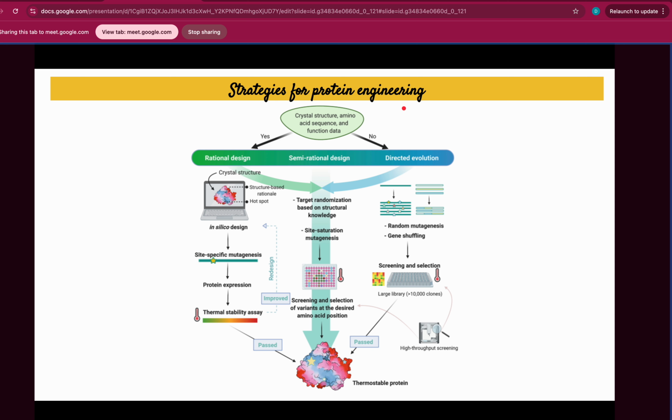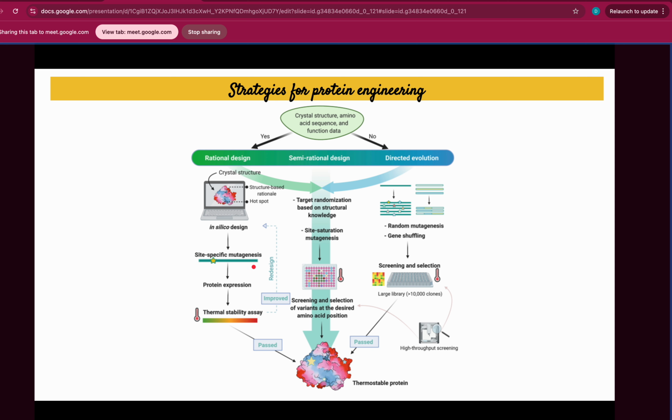So, different strategies for protein design. When we are designing a protein, different things can be done, and different ways we can achieve it. For example, if we have a crystal structure, we know the amino acid sequence, and we also have the functional data available with us, then we can go for rational design. Rational design means we have something in our mind, we already have some data in our hand. In that case, we have the structure and we design different proteins in silico. With the already available structure, we make certain changes such as site-specific mutagenesis. With the protein sequences already available, we make certain mutations in certain regions.